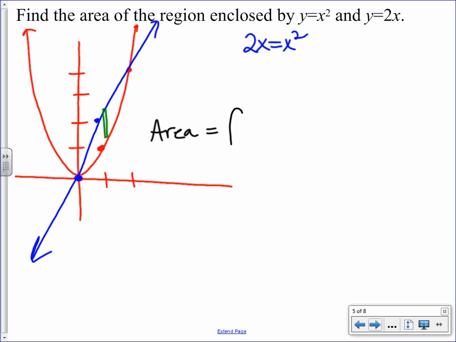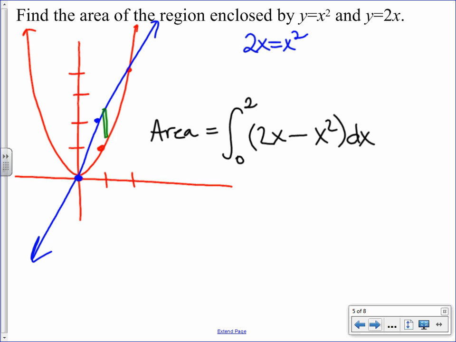So our boundaries are from 0 to 2, because that's where these two curves intersect. If we look at our rectangle, our top function is the blue, minus our bottom function. Now, we can go through the integration, but that will be just fine. I'll let you practice the integration in your homework.